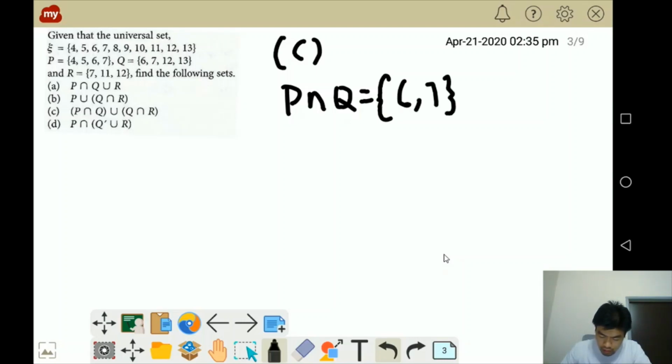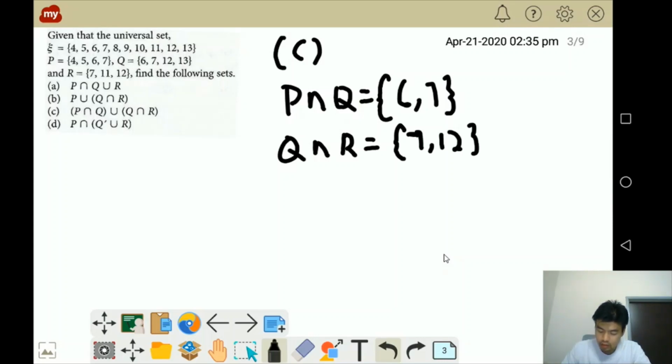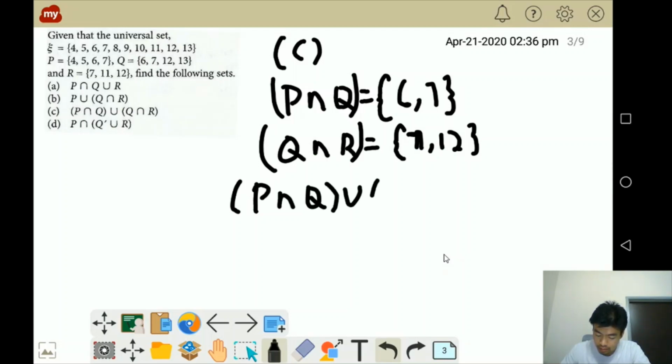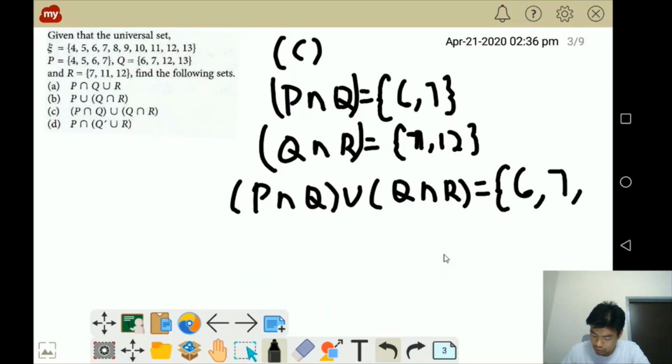What are the elements of Q intersect R? We did that as well just now. Q intersect R is 7 and 12. Now you need to union these two brackets. So you just union them. What does the union mean? The union simply means add them both up. If there is the same element, there's no need for you to repeat it. There you go. This is the answer for C.